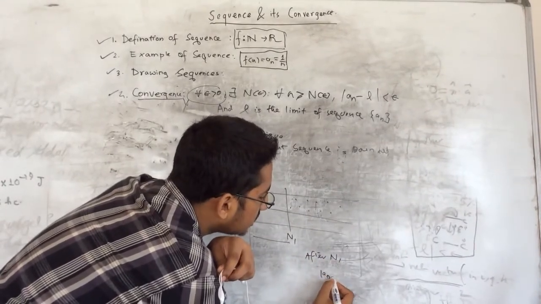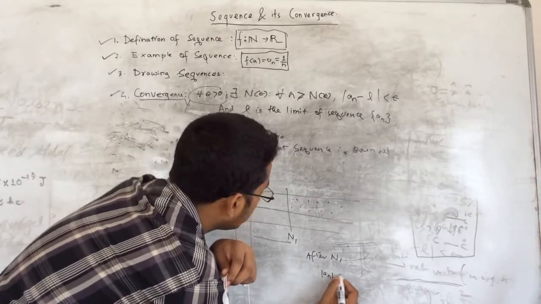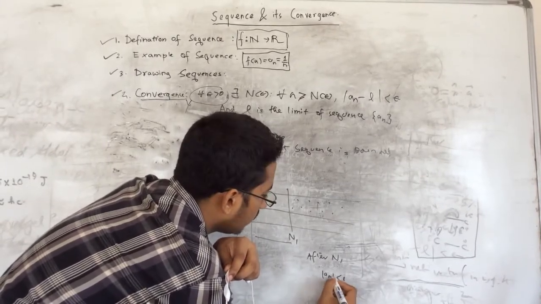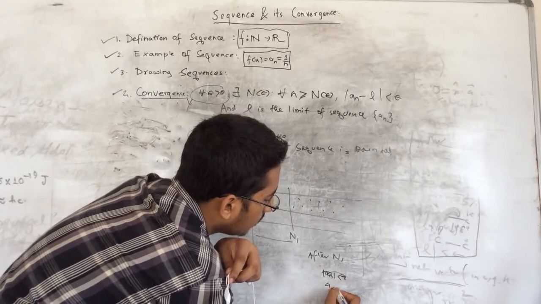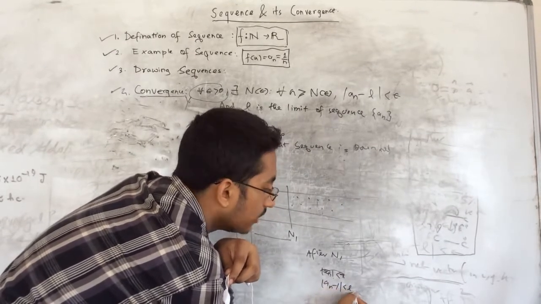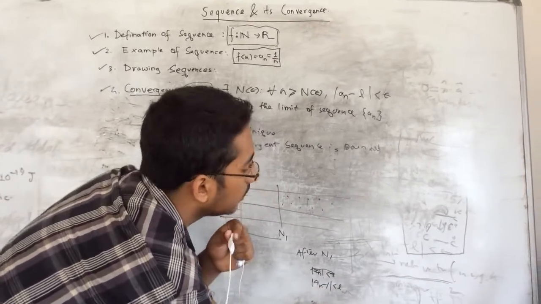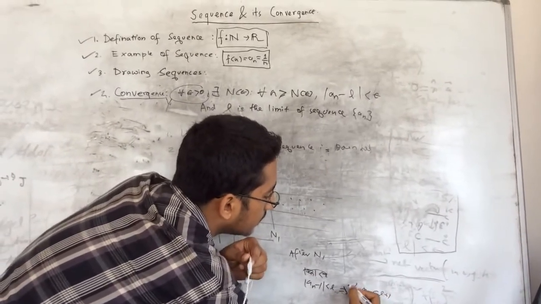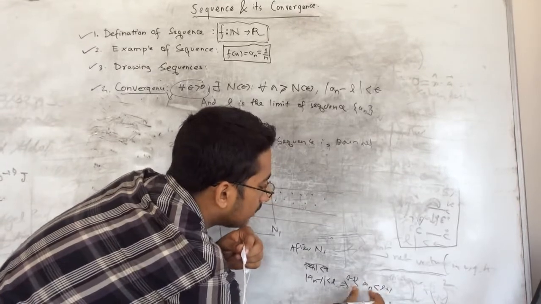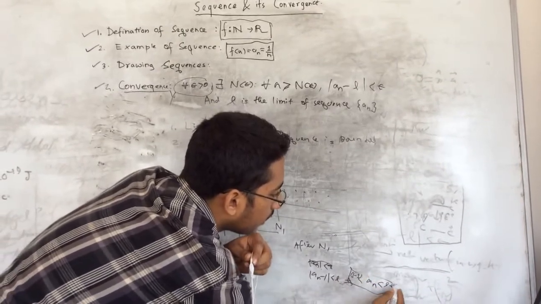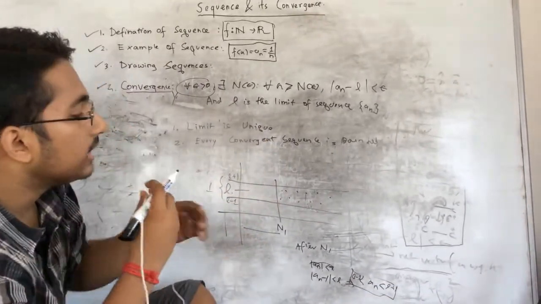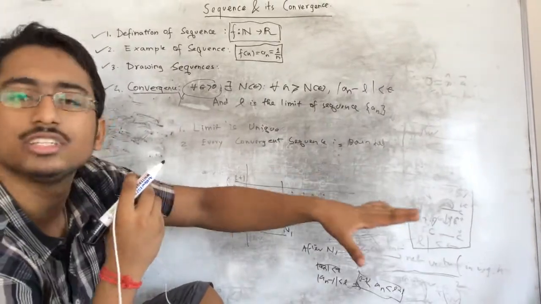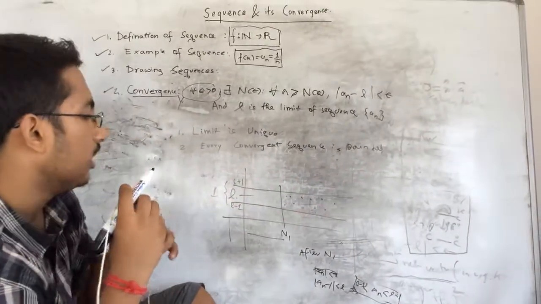All the sequence terms' distance from the limit L is less than 1, and it implies a_n is less than L plus 1 and greater than L minus 1. So this sequence after n1 is bounded, right? The definition of boundedness of a sequence is given in the slides, so please refer to it.